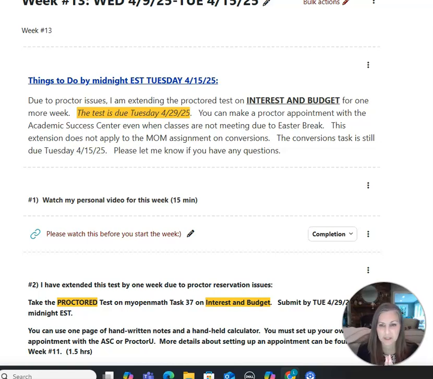Now, there's been some confusion. This test is on interest and budget. You need to go back to the previous weeks and review that material. You can use a note card, you can use a sheet of paper. It is not on conversions. So you're going to have to go back to interest and budget. That's weeks 11 and 12, if I'm not mistaken. But I've extended that through Tuesday, April 29th.